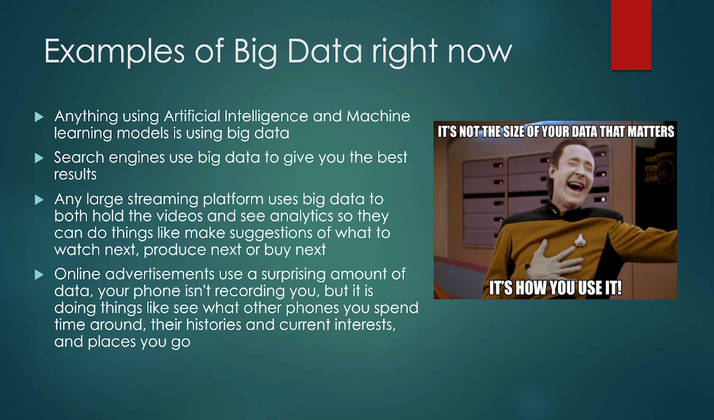Online advertisements also use a surprising amount of data. While it is true that your phone isn't recording you, it is going to be collecting things like where you are, how often you pick it up, how often it's being used, where you're going, other phones that you are frequently around, where they're going, things that you search on the internet, places you might be stopping into. So where do you shop? How often do you shop? Do you do it on a regular basis? Do you go to one grocery store or three grocery stores? Do the phones that you generally spend a lot of time around go to one or three grocery stores? Those kinds of things. So even though the phone isn't recording you, it is recording enough other stuff that it can make some surprisingly good guesses about what advertisements might go best for you.